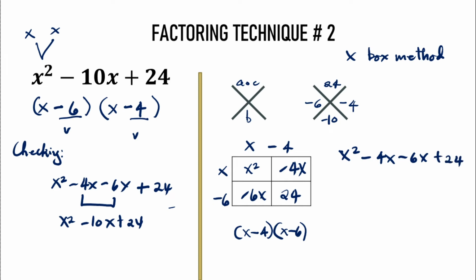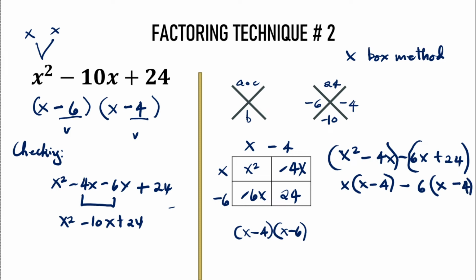Tapos, since apat na yung terms, i-group natin sila. I-group natin yung x squared minus 4x, saka yung minus 6x and positive 24. Now, we're going to factor out. Yung first parenthesis, yung GCF nila is yung x, minus 4 na lang. Tapos, kopyahin natin yung minus sign. 6 and 24, meron silang factor na 6. Magiging x minus 4 na lang siya. Okay?